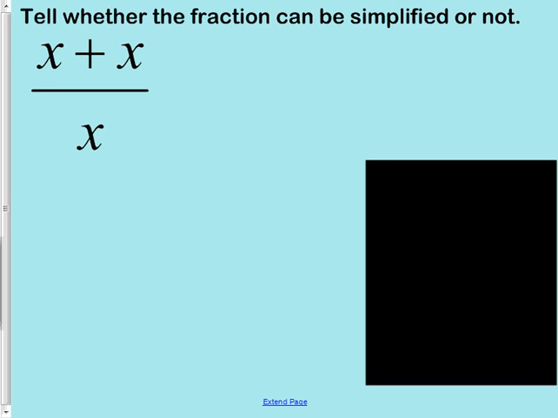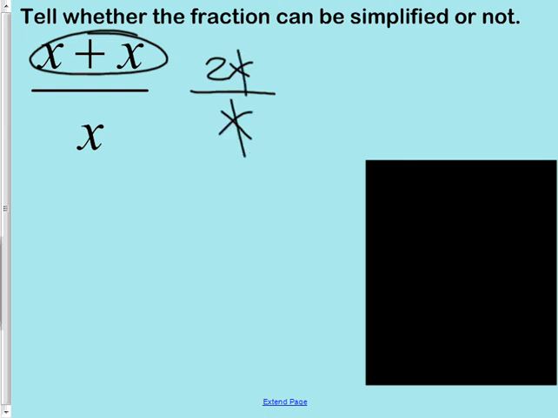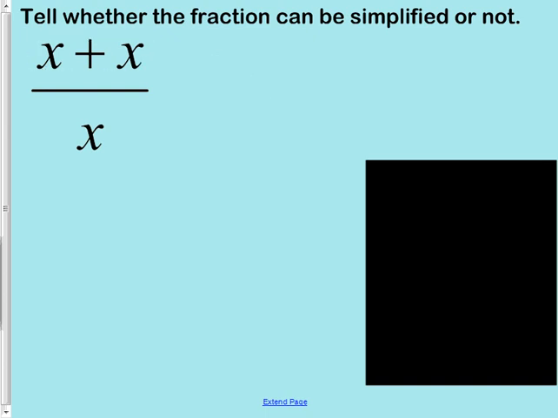Now, this one happens to add. X plus x is 2x. And then, over x. And then that makes it really obvious. There's only one x on the top and on the bottom, and they cancel, and the answer's 2. But what I'm trying to get at is, if you can factor the top, that's a better way to say it, because you can't always add the things that are on the top, but they sometimes still have something in common.